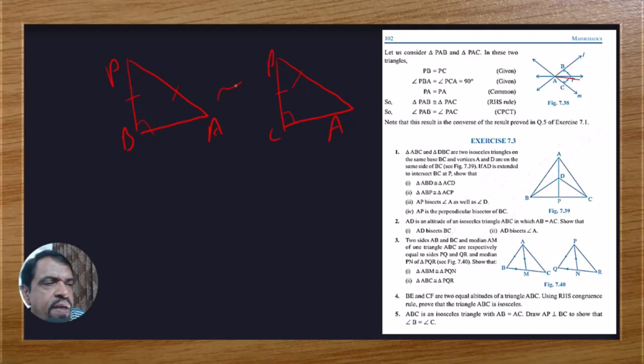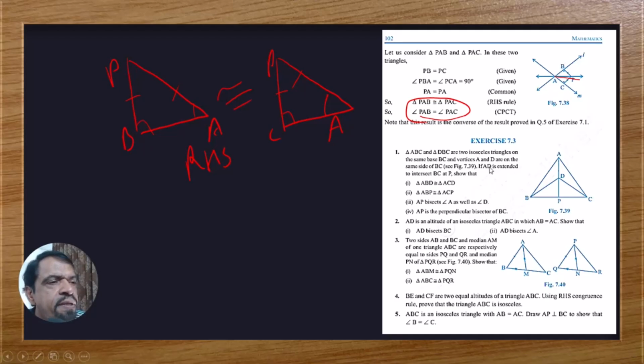So the triangles are congruent by RHS. Why RHS? Because side, hypotenuse and 90 degree. So PAB equals PAC. These angles are equal by CPCT. So it means this bisects the two intersecting lines.